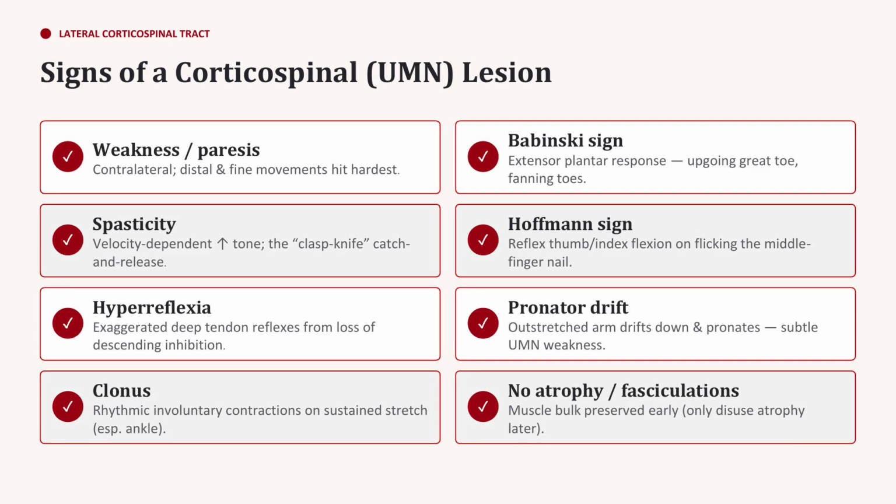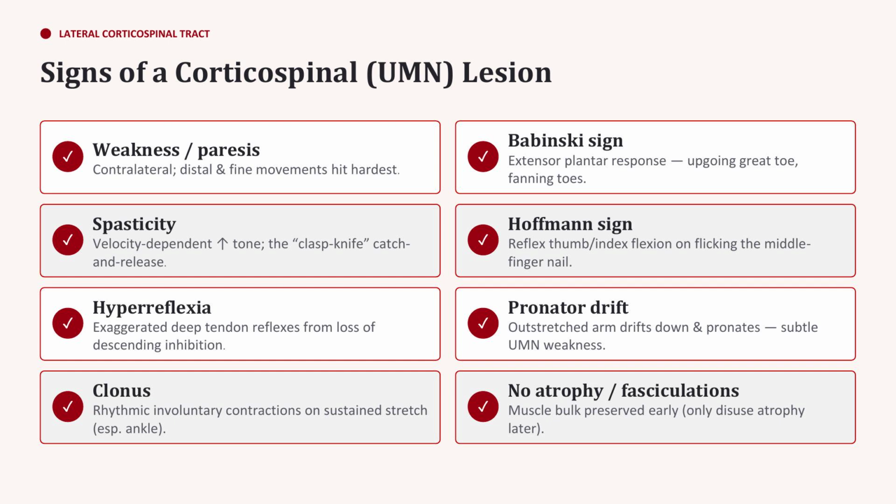Here is the clinical fingerprint of a corticospinal, that is, upper motor neuron lesion. Group them in your mind as too much and too little. The positive release phenomena come from removing descending inhibition: spasticity, hyperreflexia, clonus, and the pathological reflexes. The negative phenomena are the loss of cortical command: weakness, and loss of fine dexterity.